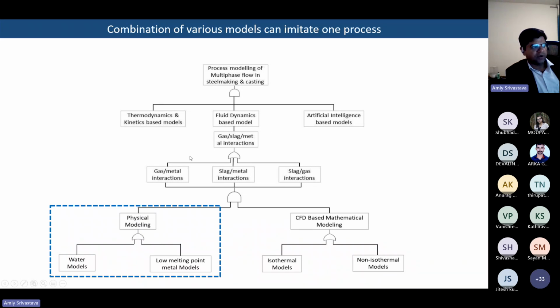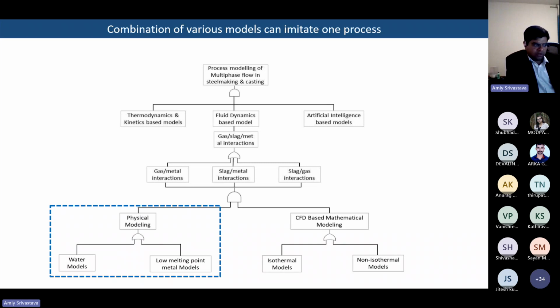It would be very difficult to simulate these three interactions in one go. So what people generally do is take only two interactions at a time, like gas and metal interaction, only slag and metal interaction, or slag and gas interaction. These two-phase interactions can be studied by physical modeling, and physical models can be of different types. As I told you, the kinematic viscosity of liquid steel at 1600 degrees Celsius is equal to that of water, so people make water models.